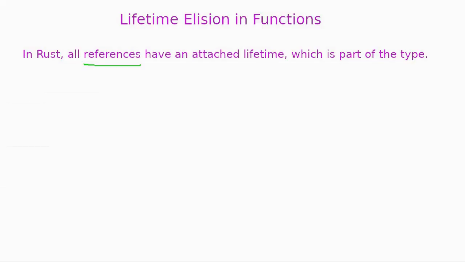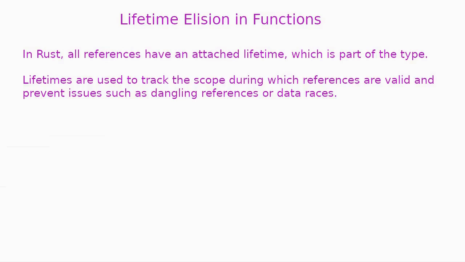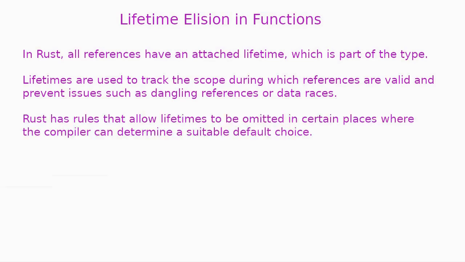What is a lifetime in Rust? In Rust, all references have an attached lifetime, which is part of the type. A lifetime is a concept used to ensure that references in the code are valid for a certain duration. Lifetimes help prevent issues such as dangling references or memory leaks by specifying how long a reference is valid within the program. This ensures that references are only used when they are guaranteed to be valid, improving the safety and reliability of the code. Rust has rules that allow lifetimes to be omitted in certain places where the compiler can determine a suitable default choice.